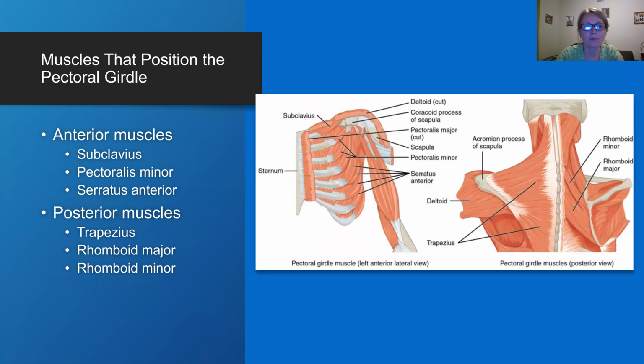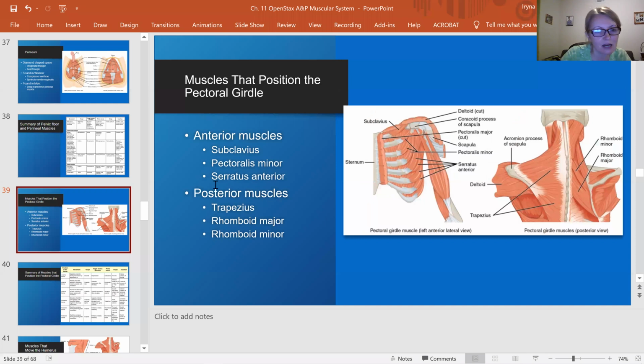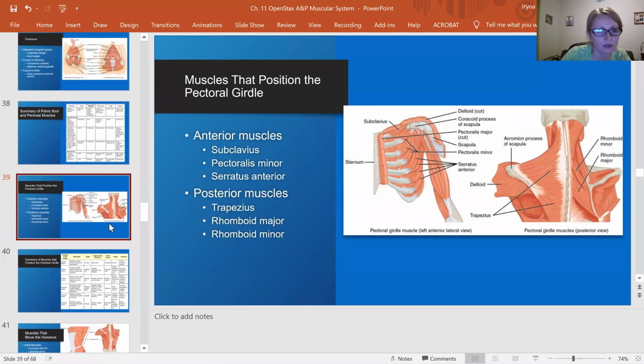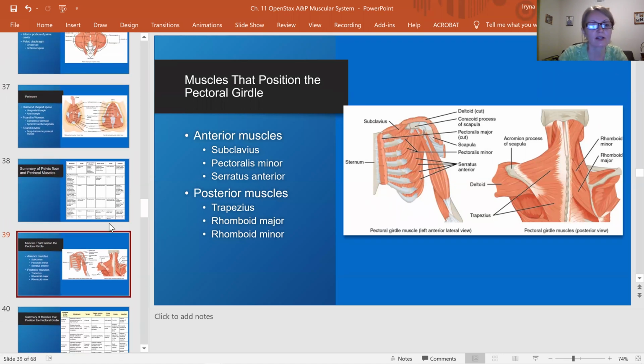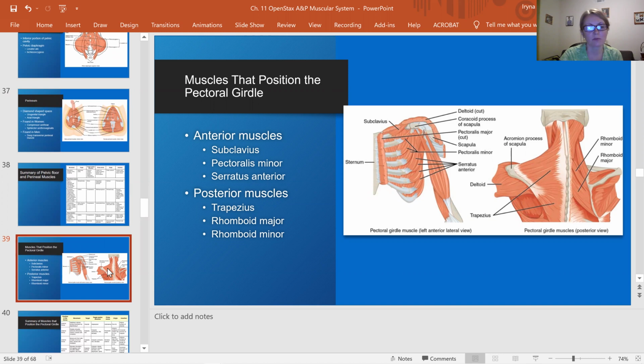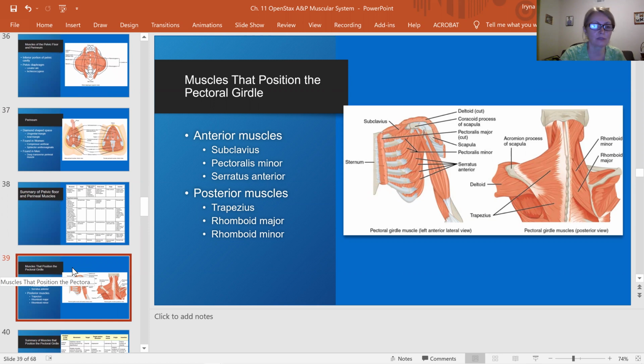Muscles that position the pectoral girdle. So let me see, maybe this is where we would have time to stop our second video, right? Because the rest of this PowerPoint covers muscles that are related to your pelvic girdle or pectoral girdle, or muscles that are related to your upper limbs and lower limbs. So I think this would be a good point to stop the second video.